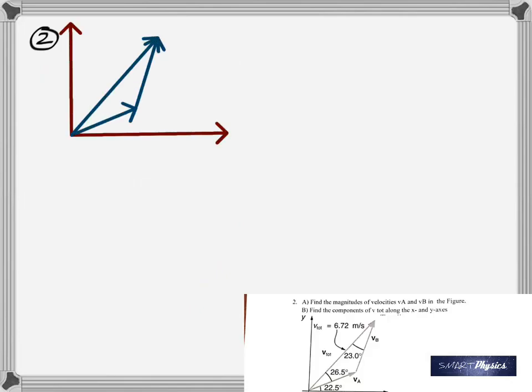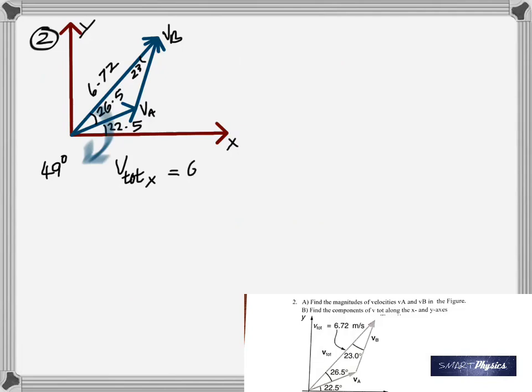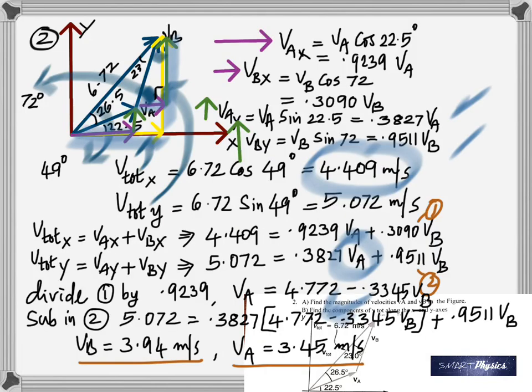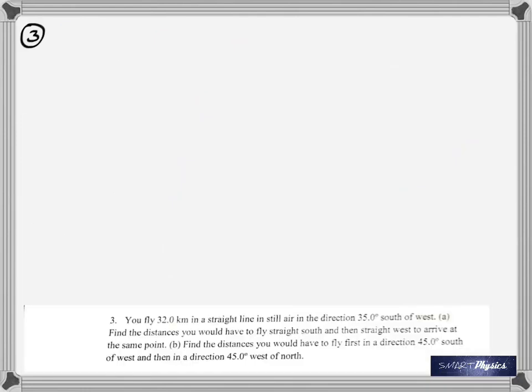The second question, you have two velocities, VA and VB. Find the components of these along the x and the y axis. Okay, I think we'll skip this second question and go straight to the third one.